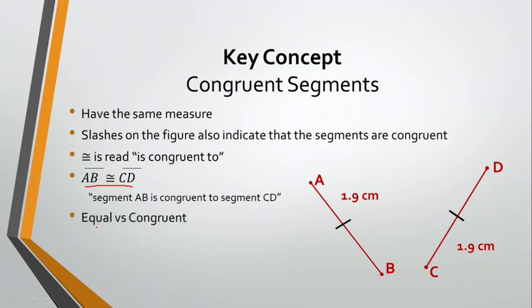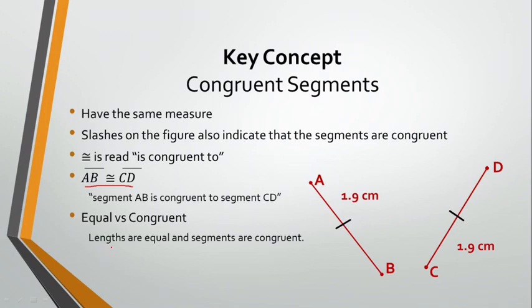I want to talk for a moment about something that is equal versus congruent, because there are a lot of similarities, but they are not the same thing. Lengths are equal and segments are congruent. So what does that mean? Well, length of 1.9 centimeters is equal to length 1.9 centimeters because they are both numbers. Segment AB is congruent to segment CD because they are things. Only lengths or measurements can be equal. Segments or things are congruent.